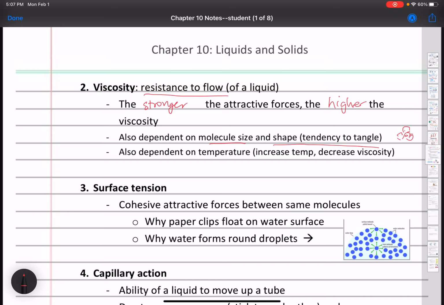Temperature, though, does affect viscosity, again having to do with attractive forces. If you take honey and put it in the microwave or heat it up, it gets a lot less viscous. It gets more runny or thinner. As we increase the temperature, we decrease viscosity. That's because when we increase the temperature, we're also decreasing intermolecular forces, which will therefore decrease viscosity.